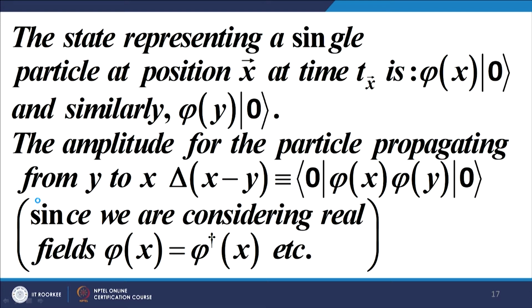Now, the state representing a single particle at position x at time t can be obtained by operating with this field operator on the vacuum state, and similarly, if you want to create a particle at space time point y, you operate with this field operator on the vacuum state. The amplitude of a particle going from a point y to a point x is given by the propagator, which is nothing but the time ordered product, given by this expression. We are assuming that the time ordering is implicit in this expression. And please note, since we are considering real fields, phi x is equal to phi adjoint x.